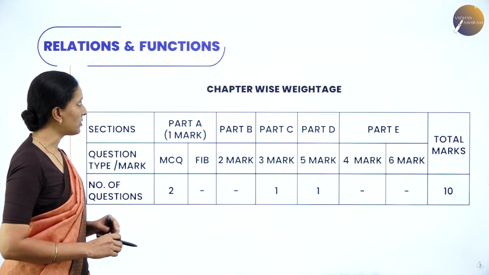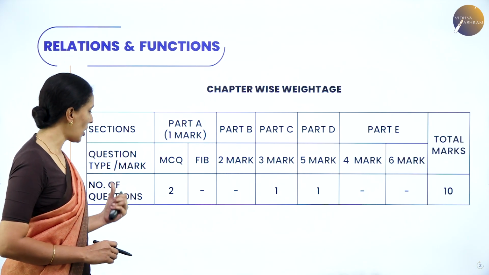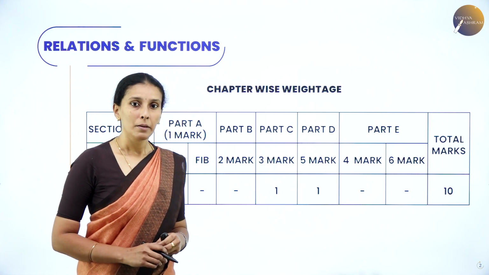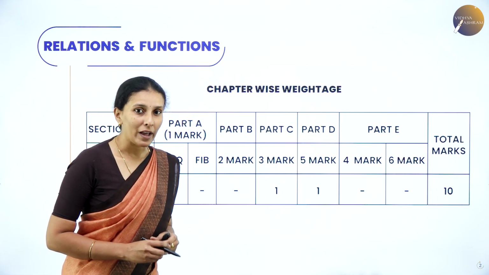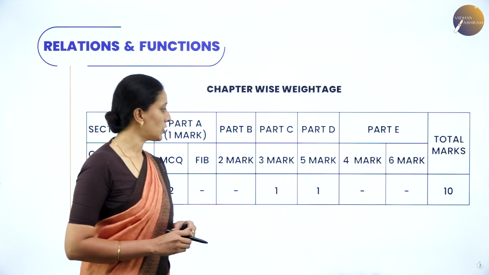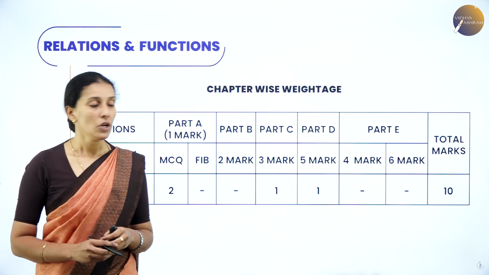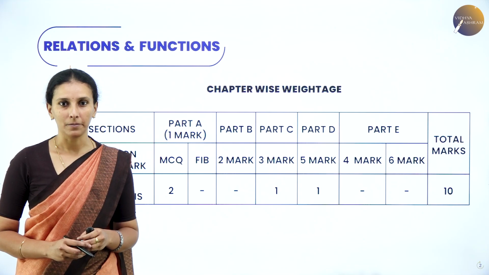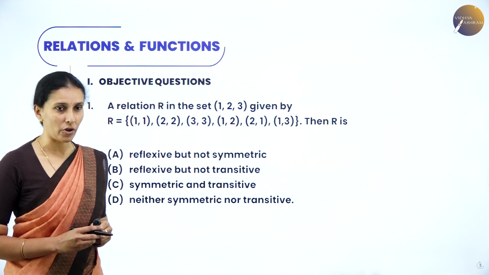Now in this chapter Relations and Function, you will get 2 MCQs and 1 3 mark question. Basically it will be on relations, that is to verify the equivalence relation, and 1 5 mark question and it will be on function. So in total you can expect 10 marks from this chapter. So let us take few objective questions, that is in the form of multiple choice questions.